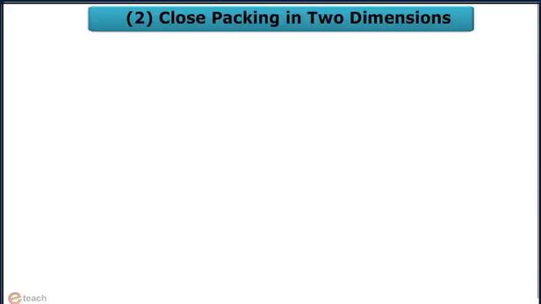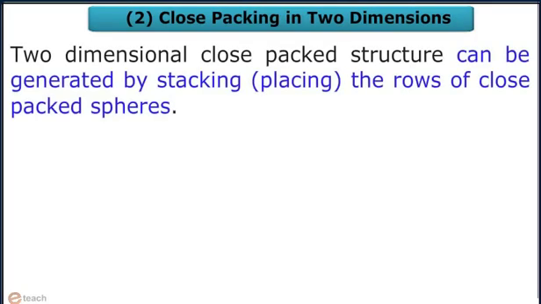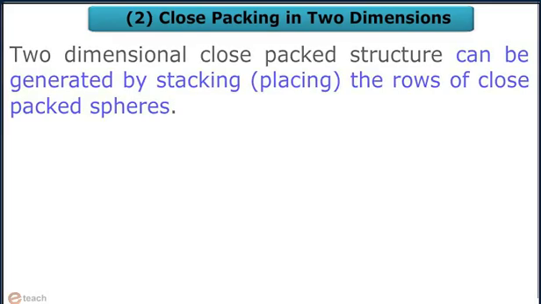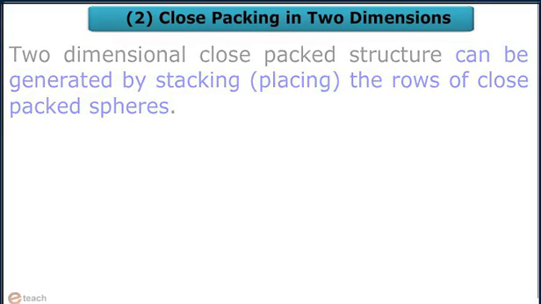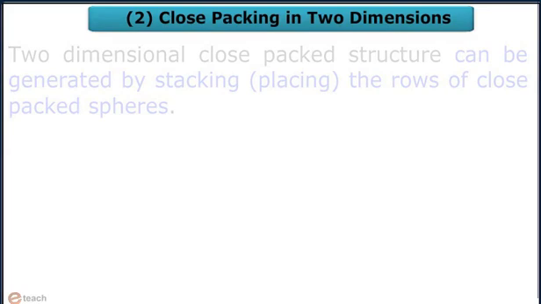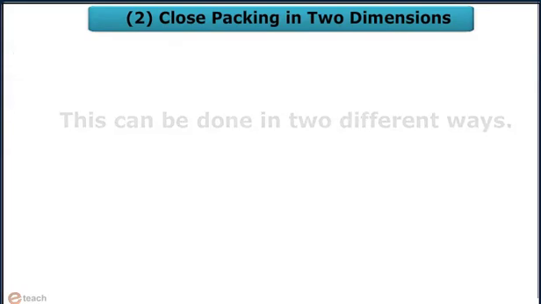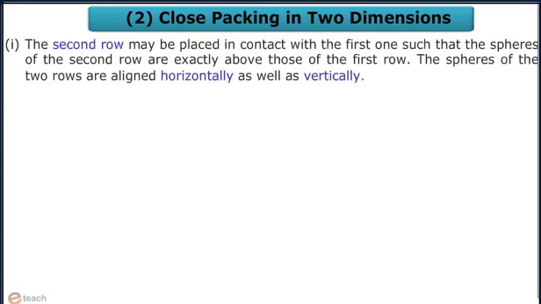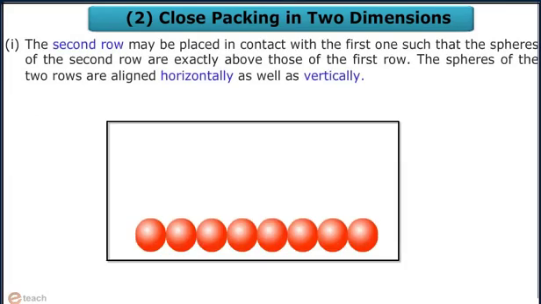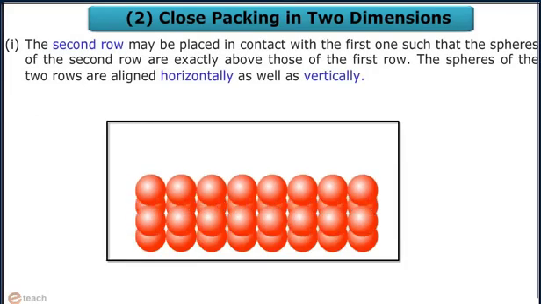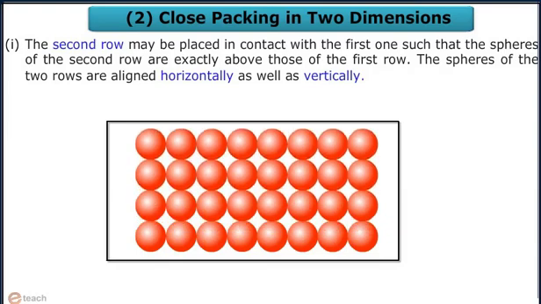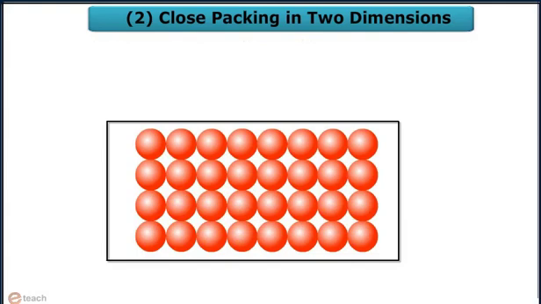Close packing in two dimensions. A two-dimensional close-packed structure can be generated by stacking the rows of close-packed spheres. This can be done in two different ways. The second row may be placed in contact with the first one such that the spheres of the second row are exactly above those of the first row. The spheres of the first two rows are aligned horizontally as well as vertically.